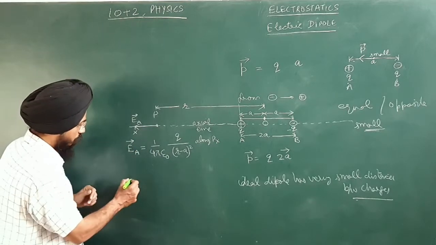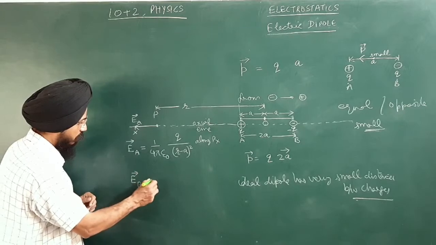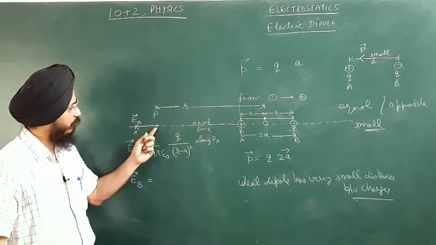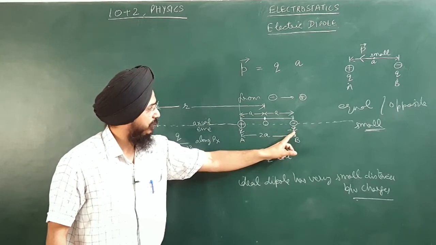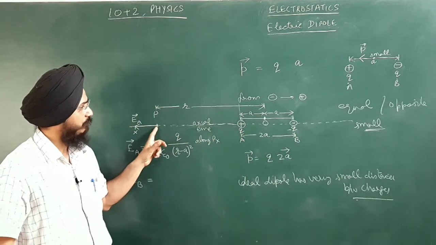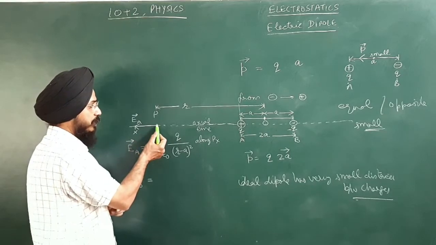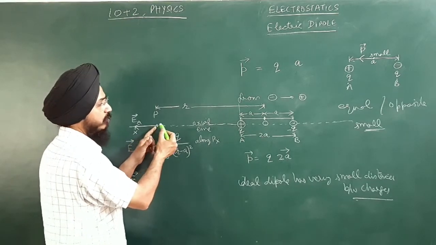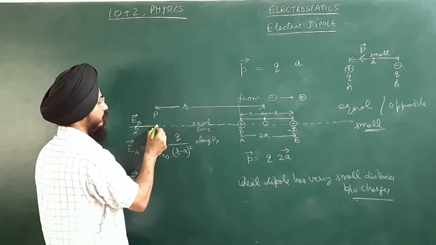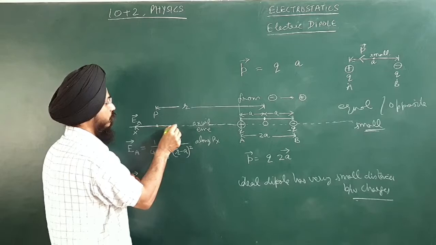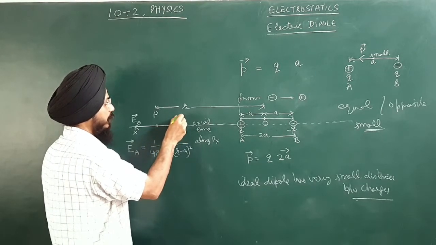Now similarly, we will write the electric field EB at point P, which is due to charge minus Q. So minus Q and point P, take into consideration. Place a test charge over here and see where it will go due to minus Q. This is a negative charge, therefore the test charge will move towards the right. So this is the direction of EB.